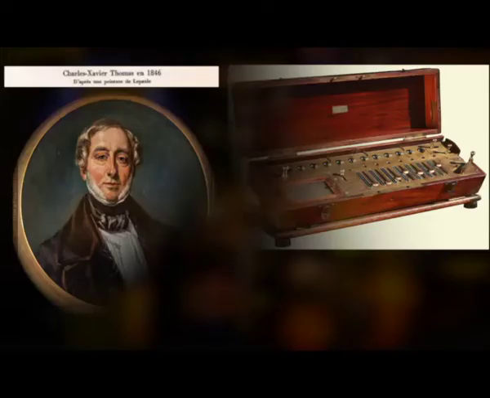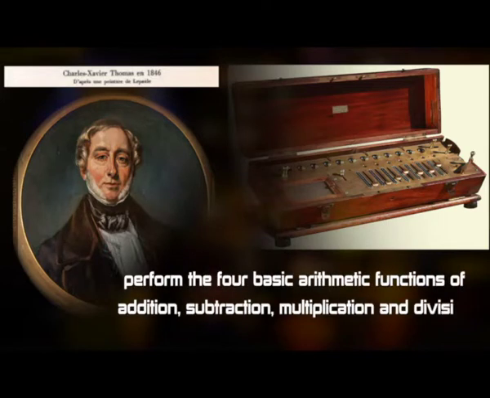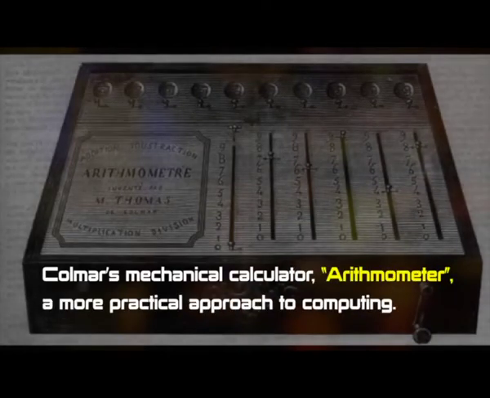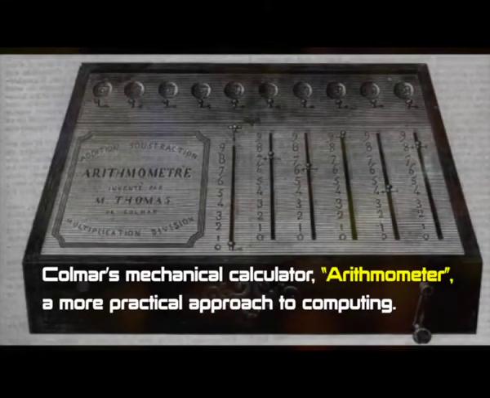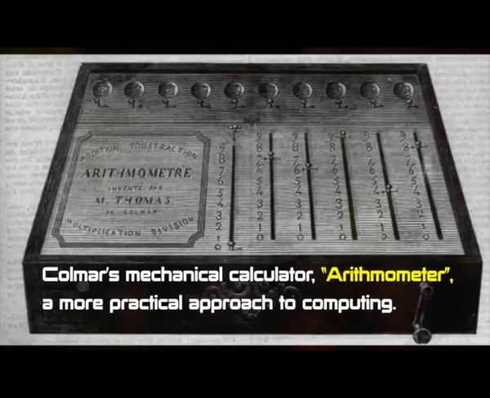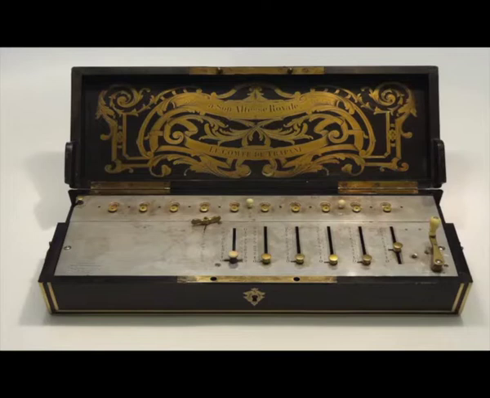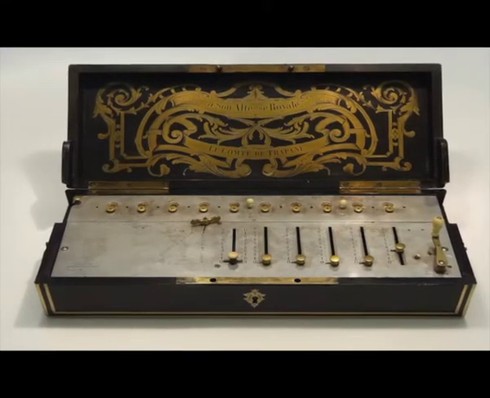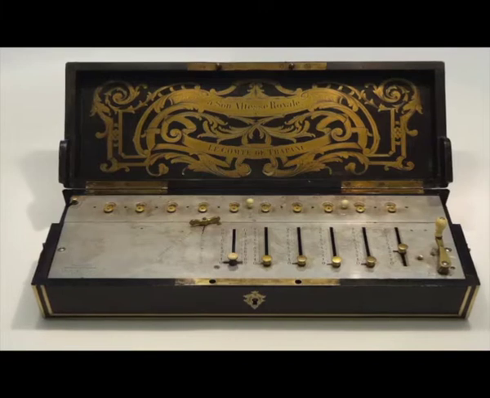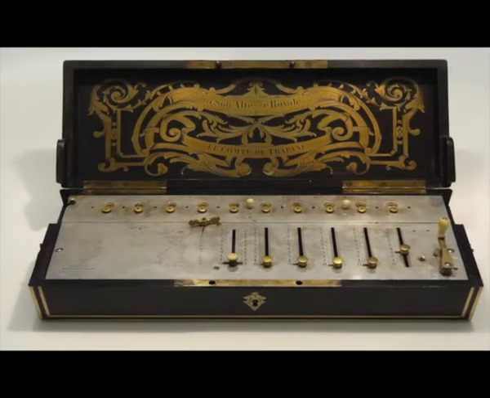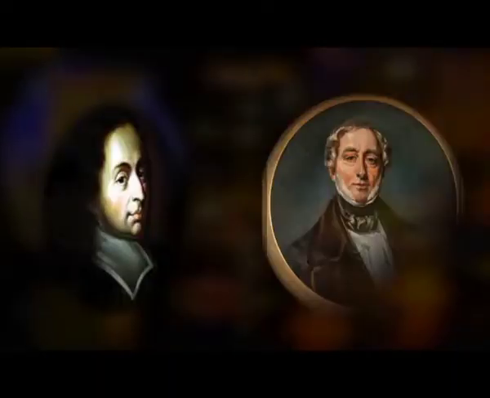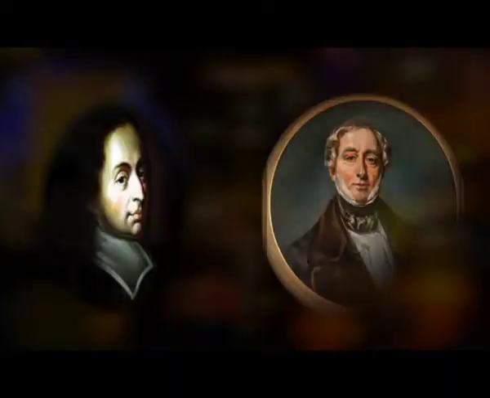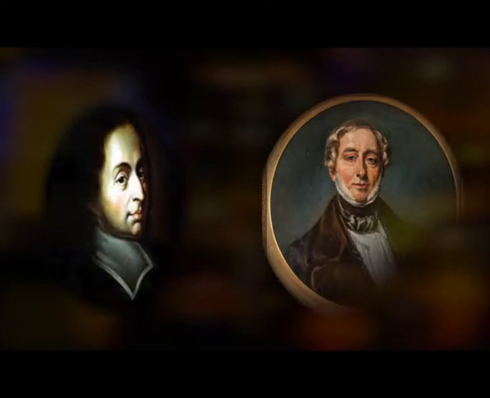In the 17th century, Colmar, a Frenchman, invented a machine that could perform the 4 basic arithmetic functions of addition, subtraction, multiplication and division. Colmar's mechanical calculator, arithmometer, presented a more practical approach to computing. With its enhanced versatility, the arithmometer was widely used until the First World War, although later inventors refined Colmar's calculator together with fellow inventors Pascal and Leibniz. He helped design the age of mechanical computation.